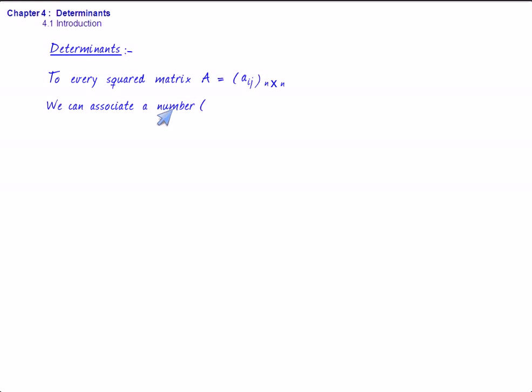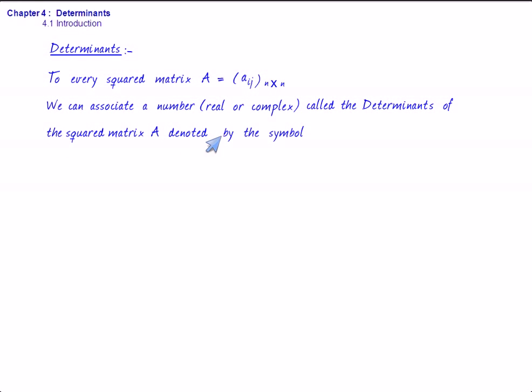Now let me introduce you to what exactly we mean by determinant. To every square matrix, say A equal to [Aij] n by n, that is of order n, we can associate a number, real or complex, called the determinant of the square matrix A, and is denoted by this symbol, determinant A, like you use modulus A.